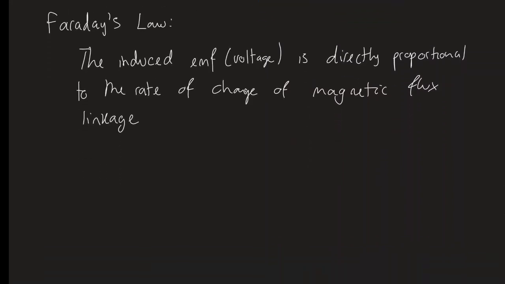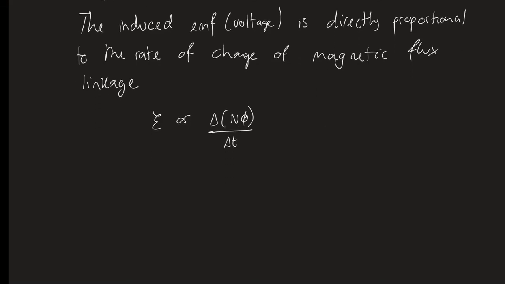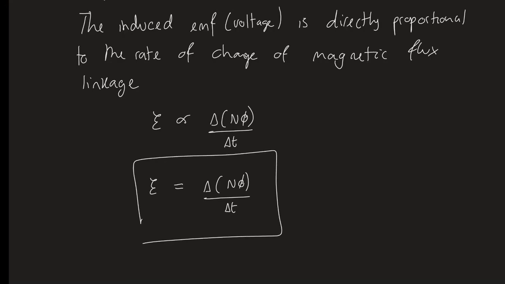Let's write this proportionality out. So EMF is directly proportional to the rate of change, so change of flux linkage, n phi, over the time it takes to change. In practice, it is much more useful to write this instead, though. EMF is equal to the rate of change of n phi, the rate of change of flux linkage. Because with the proportionality, we can't really work anything out, whereas with this proper equation, we can work something out.